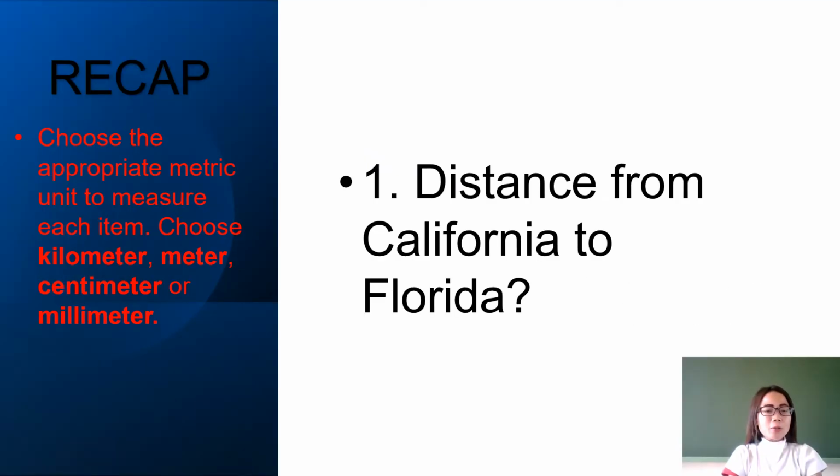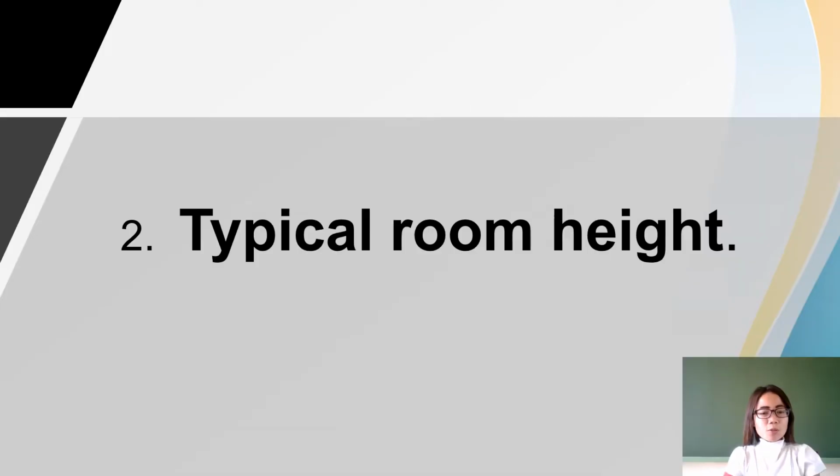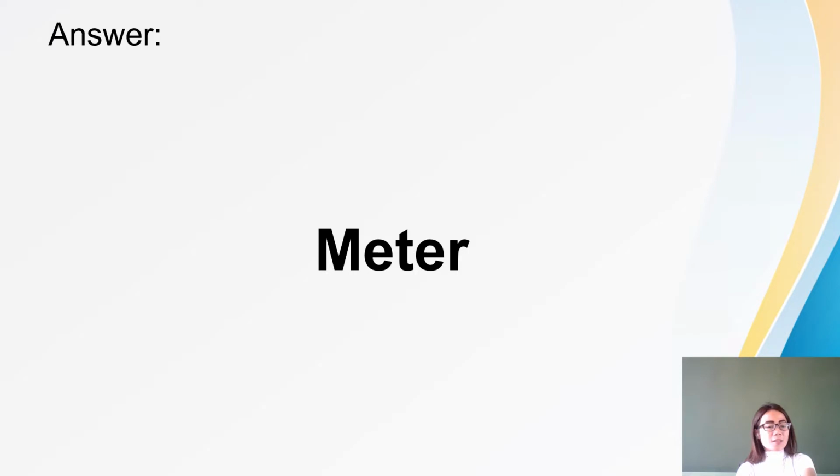Let's have a short recap. Choose the appropriate metric unit to measure each item. Choose kilometer, meter, centimeter, or millimeter. For number 1, distance from California to Florida. Correct, it's kilometer. For number 2, typical room height. Yes, it's meter.